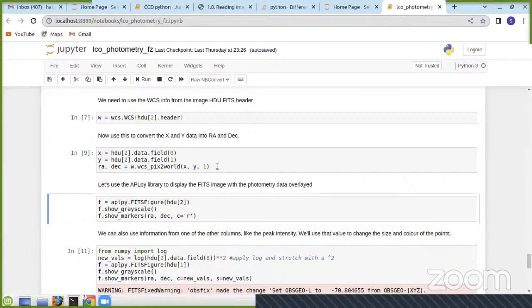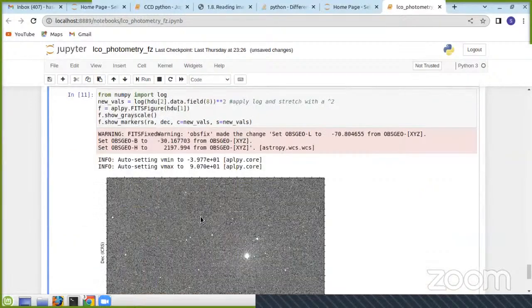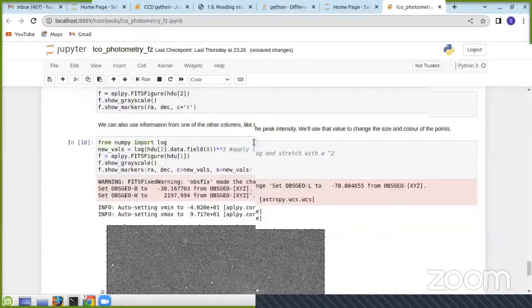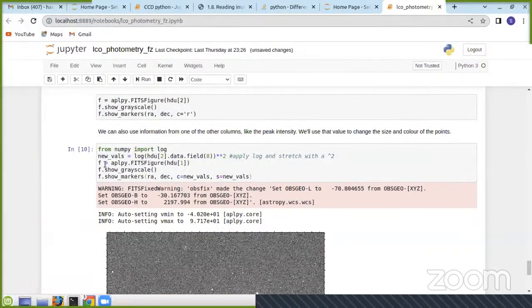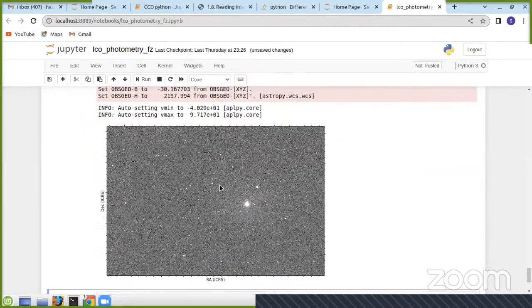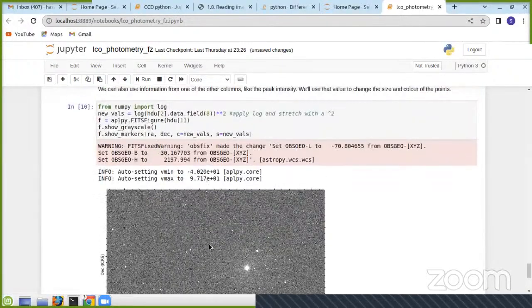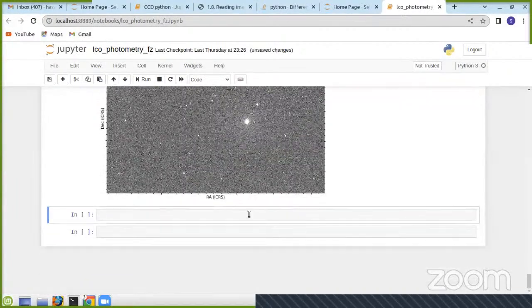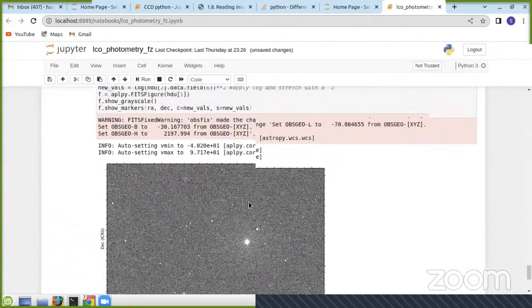data overlay. And these are the commands which do that. So this is the image which we have. Right ascension, declination, and you see scale or heat or different maps, right? So for now we will do this much.